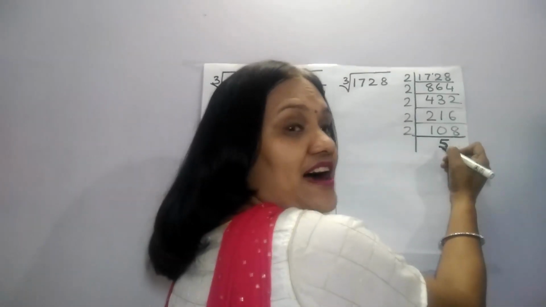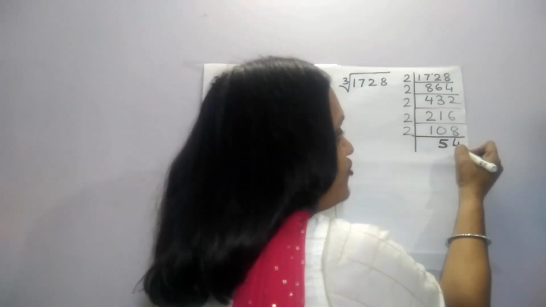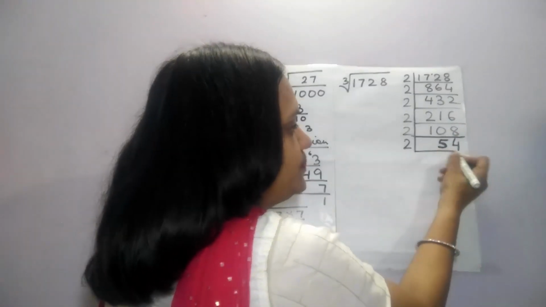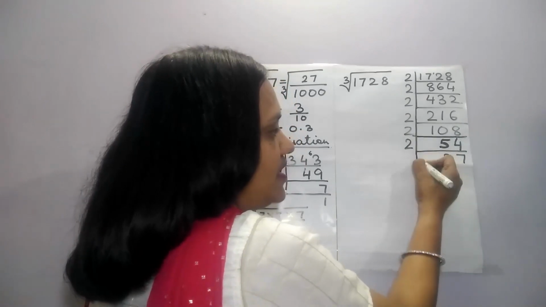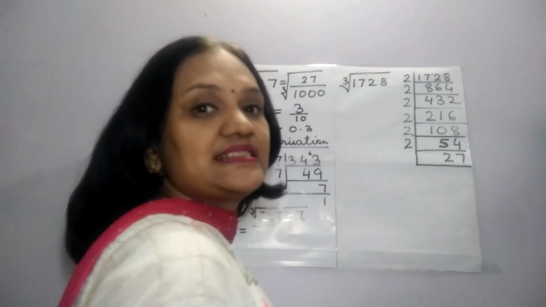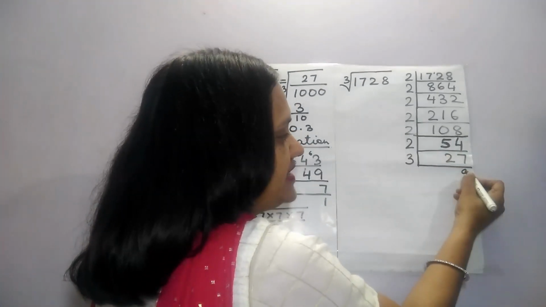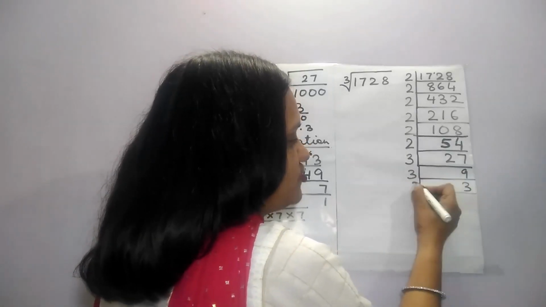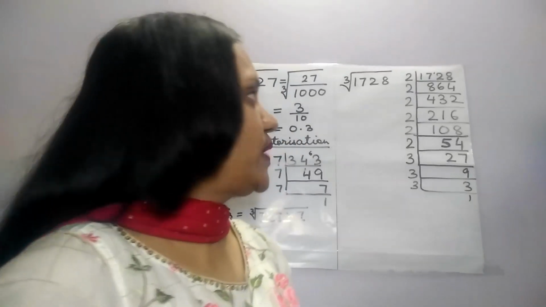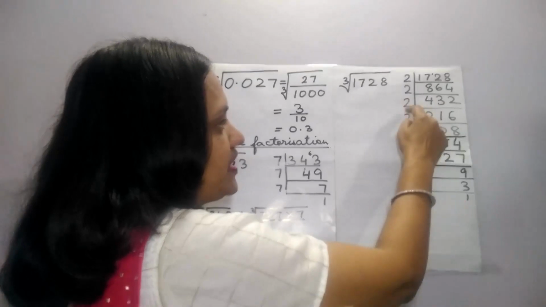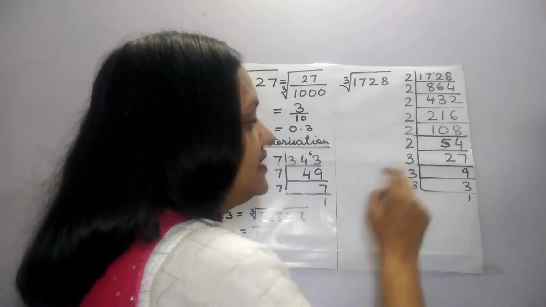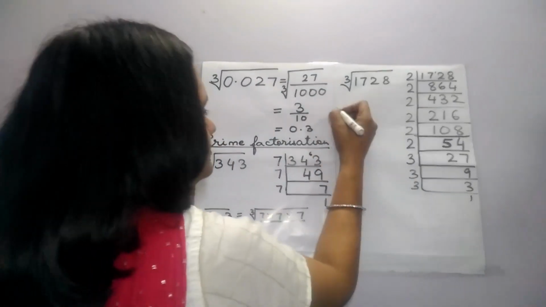Two fives are 10, two fours are 8. Again, we can divide by 2 and we get 27. This 27 is divisible by 3. 3 nines are 27, 3 threes are 9 and 3 ones are 3. So we are getting 1, 2, 3, 4, 5, 6 twos and 3 threes.